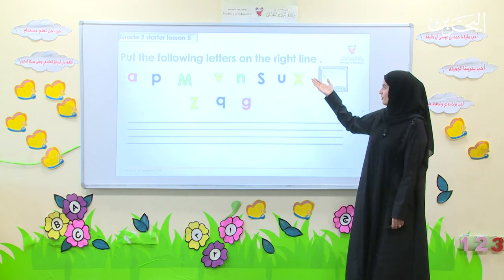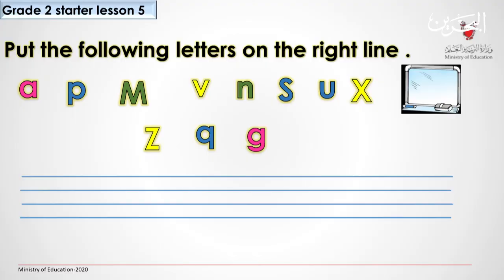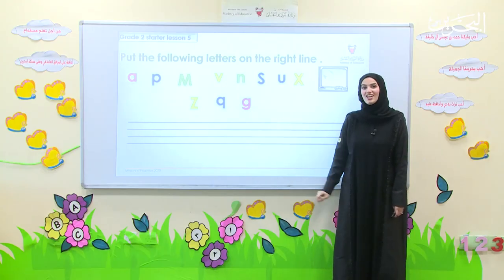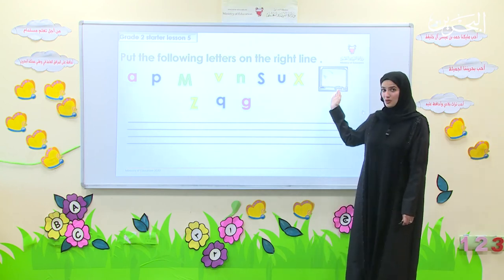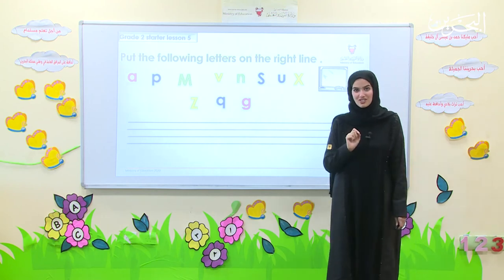Now put the following letters on the right line. Can you see we've got some alphabets in here and we've got four lines. I need you to place each letter on the correct line, okay? So, again, using your mini board, try to write them and we will check your answers together.